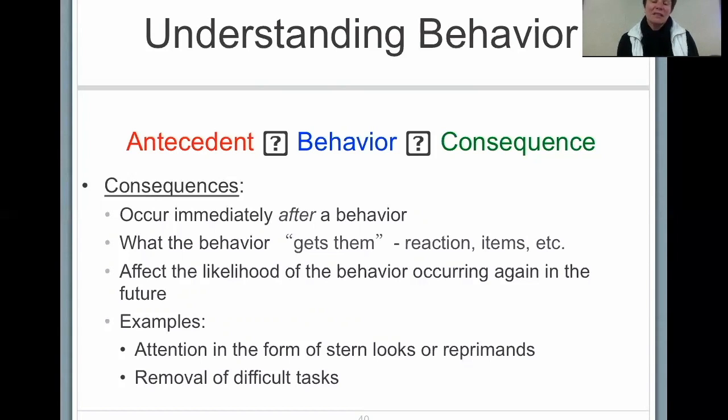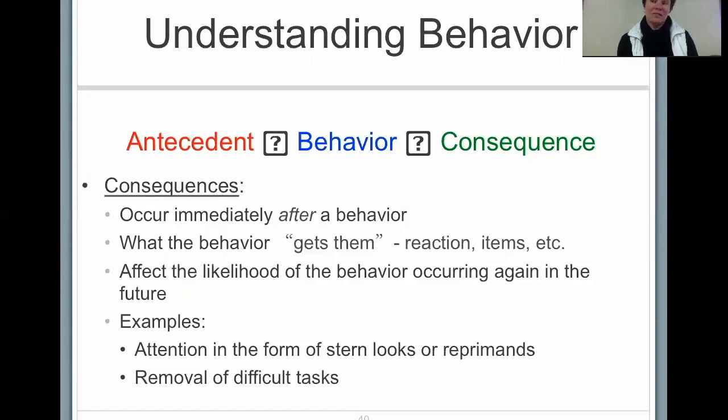Some examples of consequences for problem behavior can include a lot of attention in the form of stern looks or scolding, or saying, "No hitting, we don't hit our friends," or "Why did you do that? No throwing books." Another consequence might be removal of a difficult task. If a student crumples up a paper and throws it on the floor and throws a fit, they may get kicked out of class, and therefore the consequence is not having to do the work.